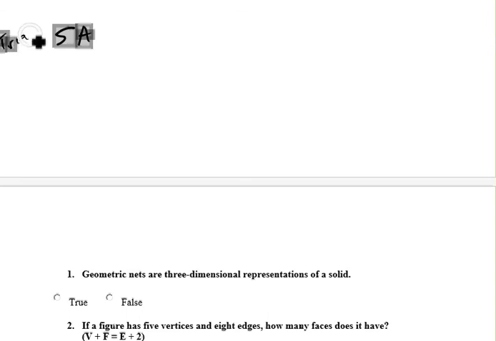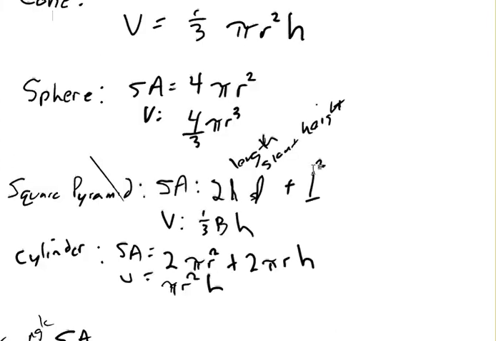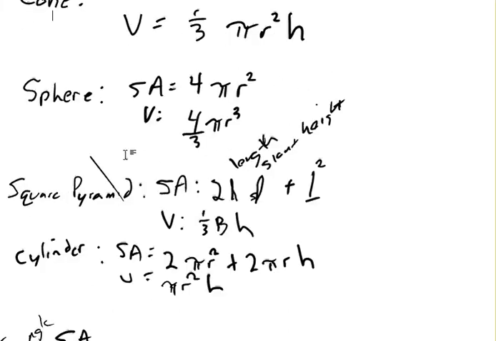I don't know why it's shading everything out now. I hate it when it does that. Surface area for a triangle. Who knows what happened there? It doesn't like it when I do that.